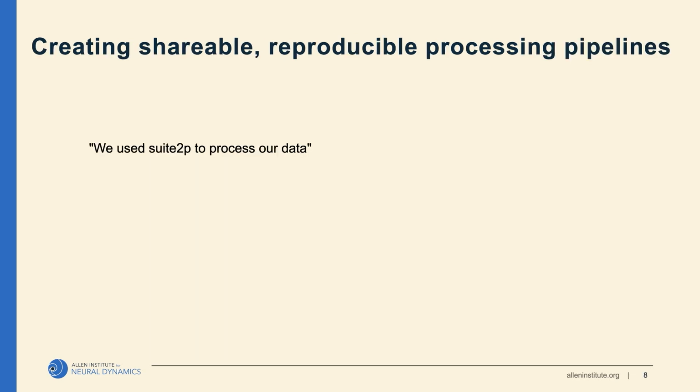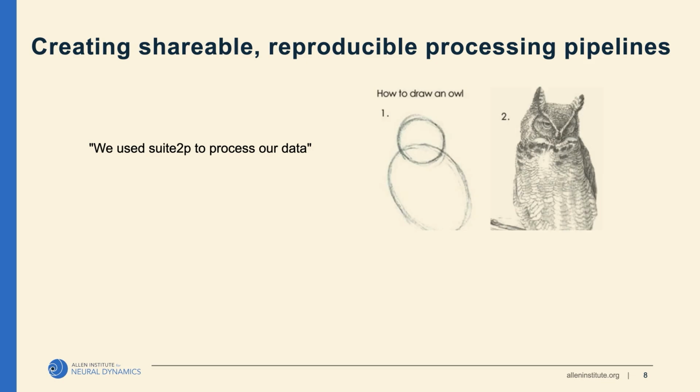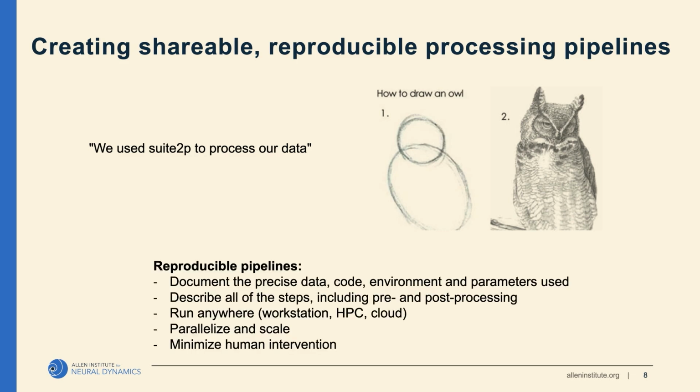To illustrate this, you can imagine, for calcium imaging, you've done your cell segmentation, you use Suite2P, and your methods section in your paper says we use Suite2P to process our data. This is very similar to this instruction on how to draw an owl. You start with 2 circles, and then you get this owl, right? It's not that this is a false statement, but it really leaves a lot of information hidden about how you actually went from your raw movies to your segmented cells. And so we need pipelines that document all of the preceding steps up until Suite2P, all of the parameters that you set when you run Suite2P, and then how that's being transformed and used.